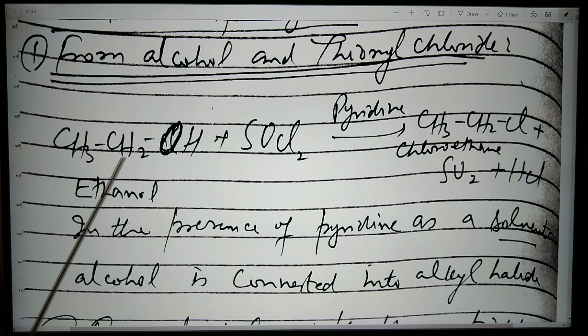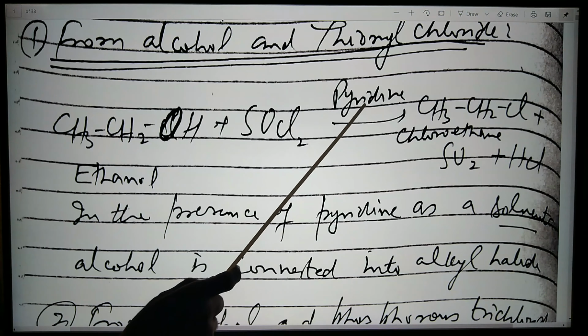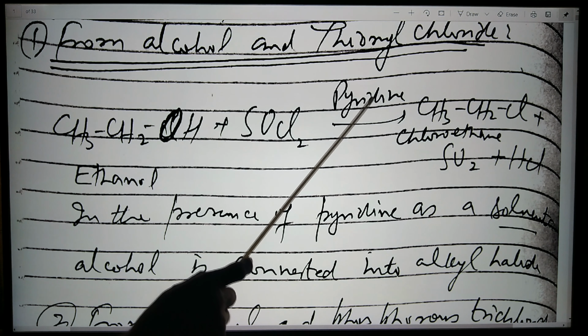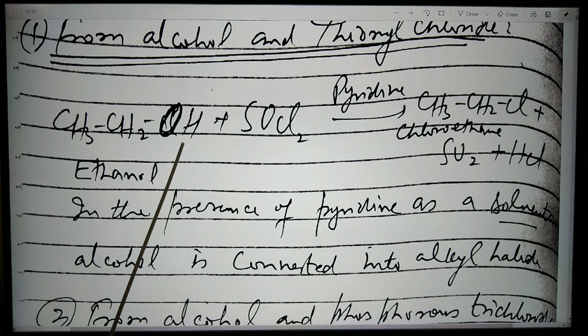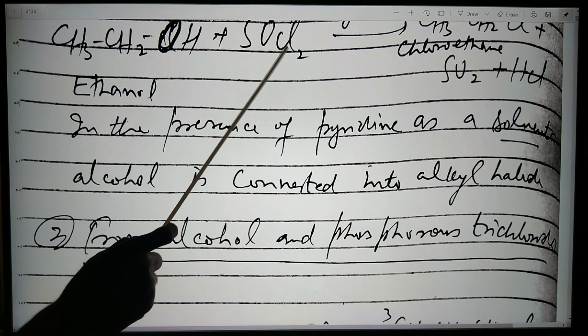So the ethanol reacts with SOCl2 in the presence of pyridine. Pyridine acts as a solvent. So this is the nucleophile, that is the OH. Nucleophile means the electron donor. This Cl is also the nucleophile. So this OH is replaced by this Cl to form CH3CH2Cl, and this SO combined with O to form SO2 and HCl. This is known as chloroethane. So we can say that this OH is replaced by Cl.